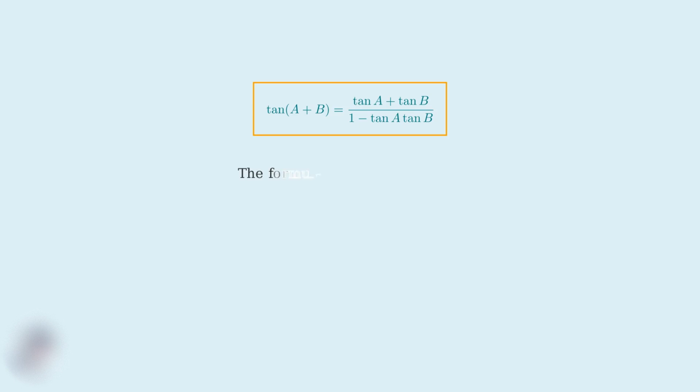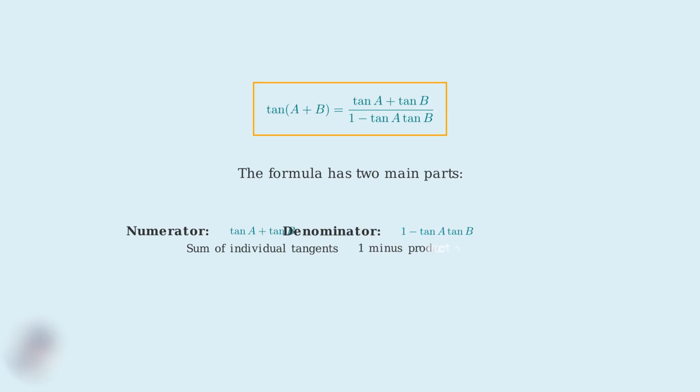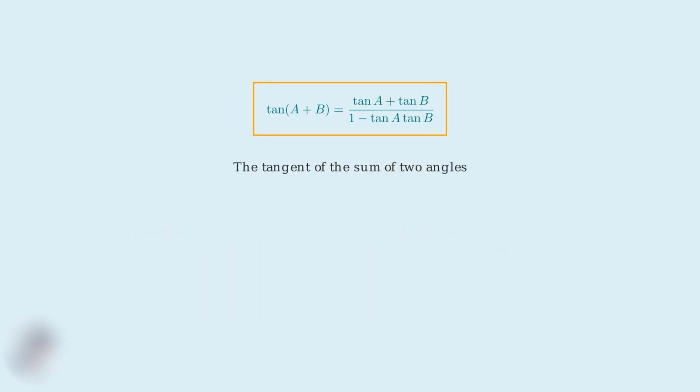Now, the right side of our equation is where the magic happens. It's a fraction with two important parts, the numerator and the denominator. The numerator is tan a plus tan b. This is simply the sum of the tangents of our individual angles a and b. The denominator is 1 minus tan a times tan b. This is 1 minus the product of the tangents of angles a and b. Putting it all together, the tangent of a plus b equals the sum of the individual tangents, divided by 1 minus their product. This formula is absolutely essential in trigonometry.